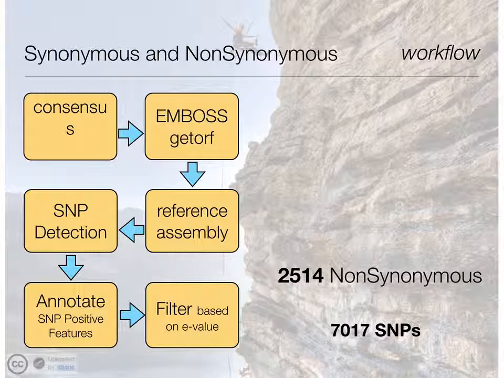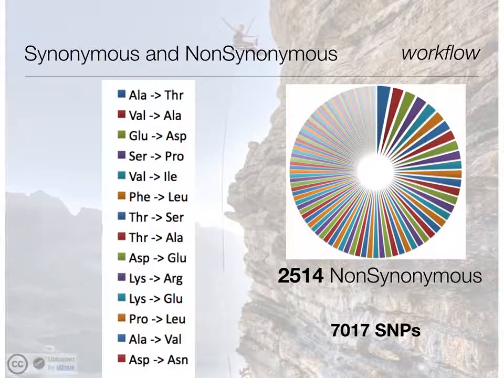And 7,000 SNPs were discovered, 25.14 were non-synonymous, and I really got crazy with my pie charts. So this is breaking it down. It was the non-synonymous ones that changed the amino acid.